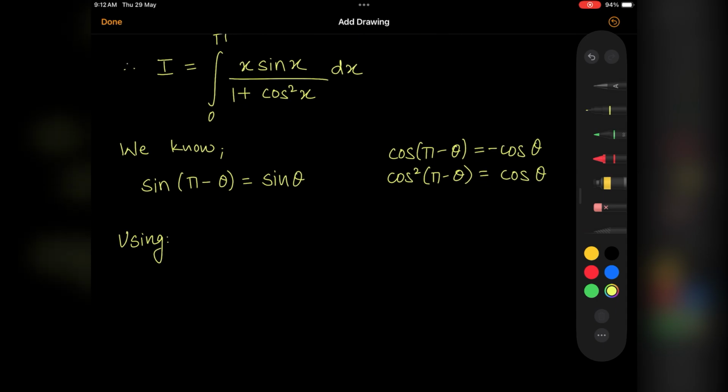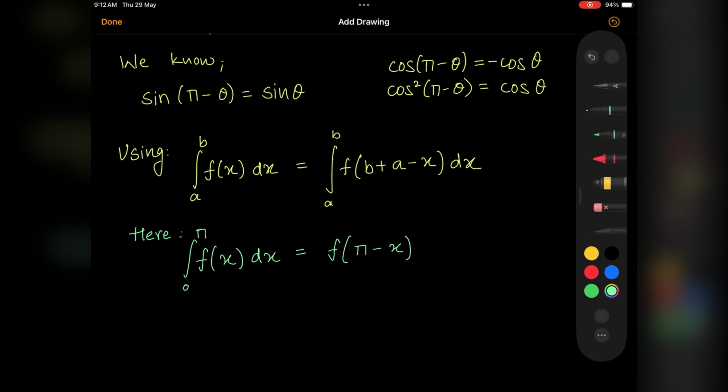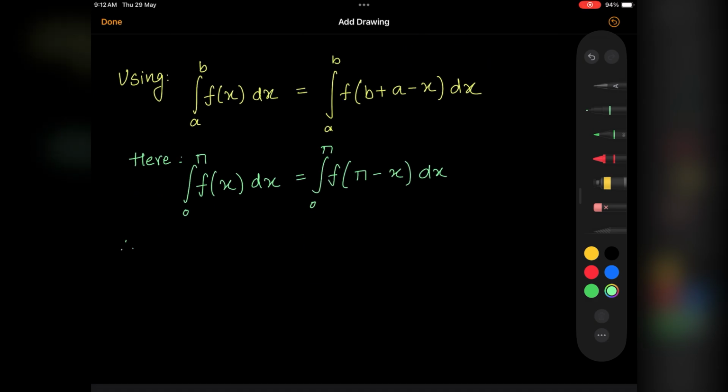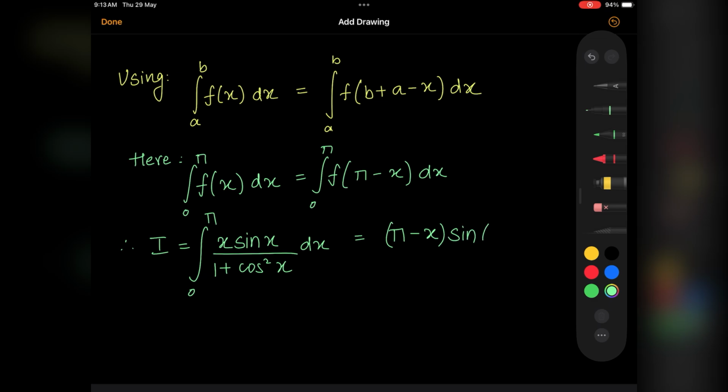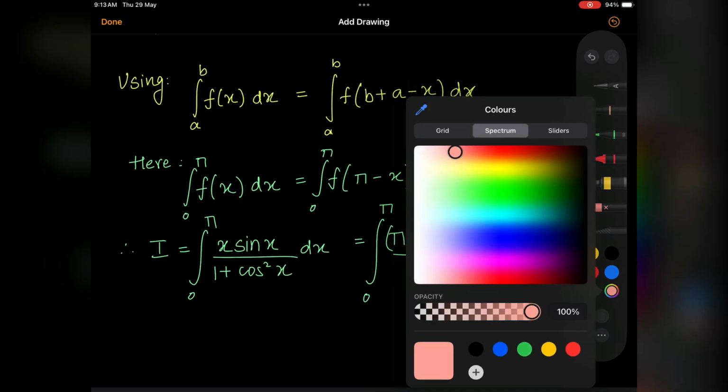We'll use the property of symmetry for definite integrals. Here in this case, our lower limit is 0 and upper limit is pi. So this will directly become f(pi minus x) dx over the limits 0 to pi. We know what our integral is, so we will just replace x with pi minus x, and we will get the other half of the equation.